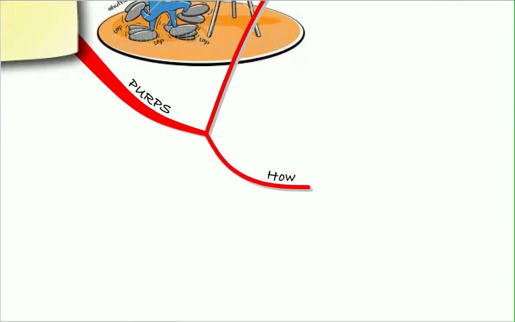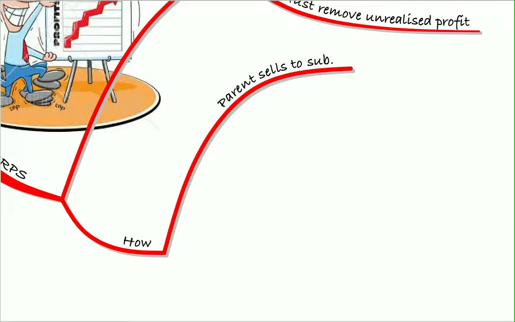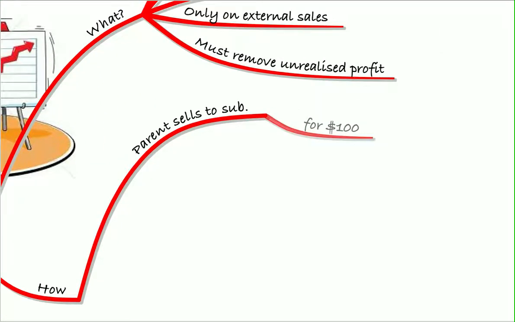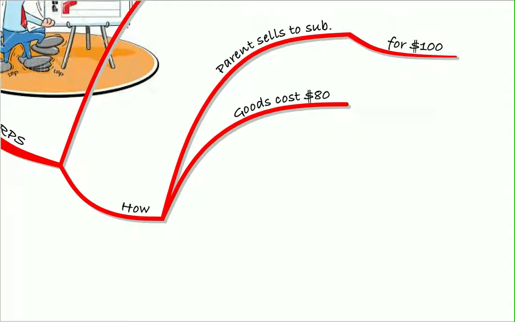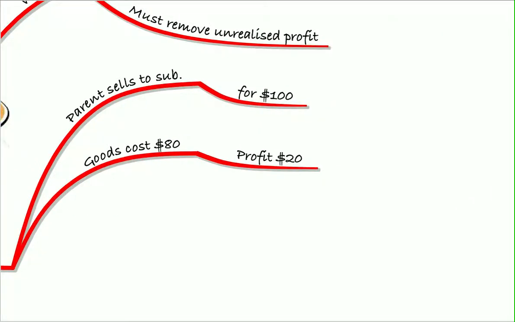So how did we do that? Remember we took an example where the parent was selling to the subsidiary for $100. Well, the goods had cost $80, so that meant we had a profit of $20.